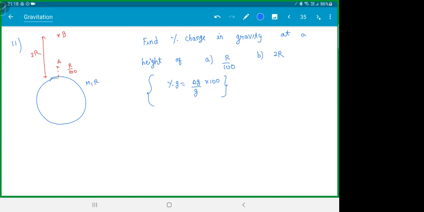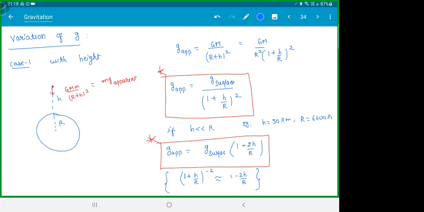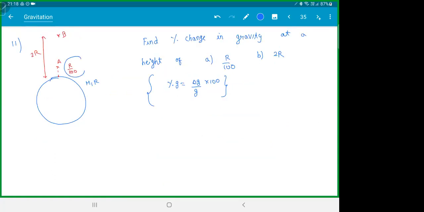So also how to do this, just the same thing we just used. So be careful, R by 100 is very small, 2R is not small. If you mix up the formulas, it will be a blunder.